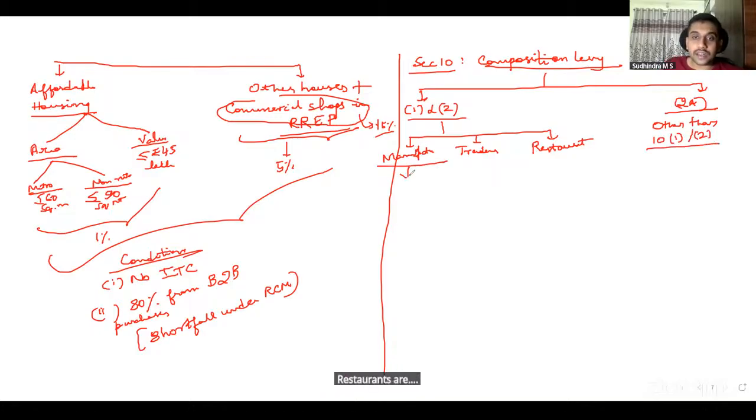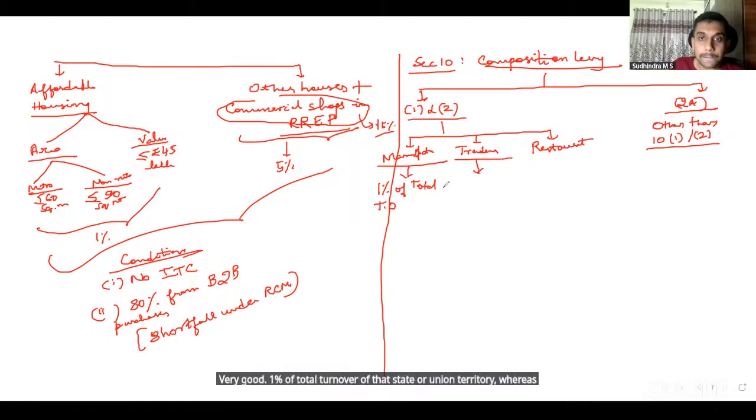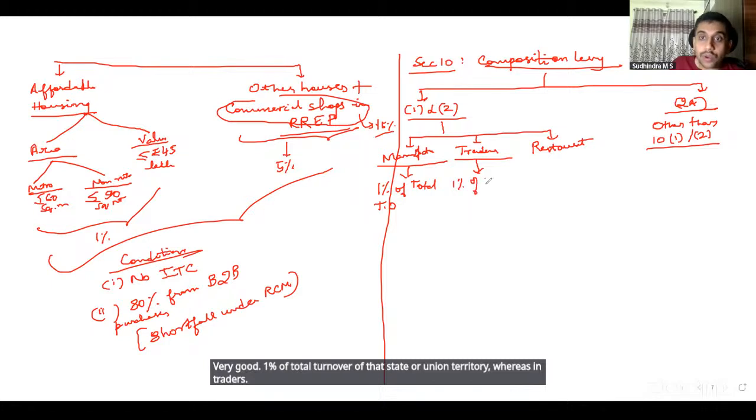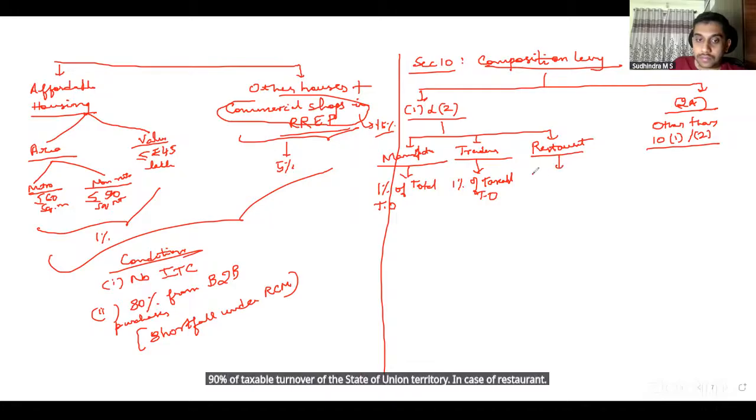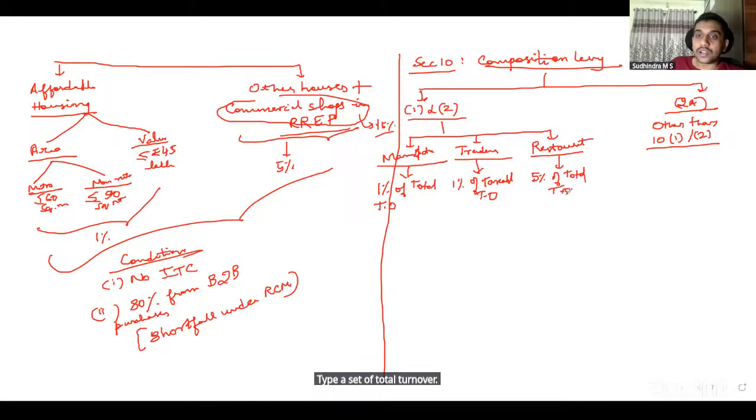Now, what is the tax rate here? 1% of total turnover of that state or union territory. Whereas for traders, 1% of taxable turnover of the state or union territory. In case of restaurant, 5% of total turnover. Whereas here, 6% of total turnover.